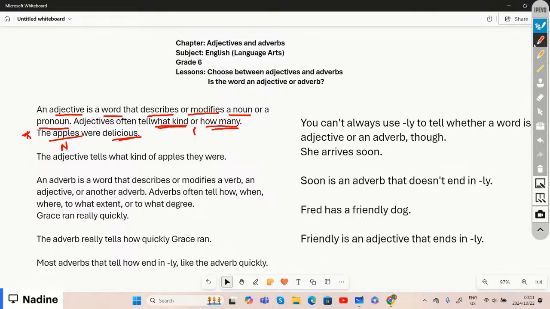Then we have an adverb. And an adverb is a word that describes or modifies a verb. It can also describe and modify an adjective or any other adverb. And adverbs often tell us how or when or where, to what extent or even to what degree. That is how we can identify the adverbs.